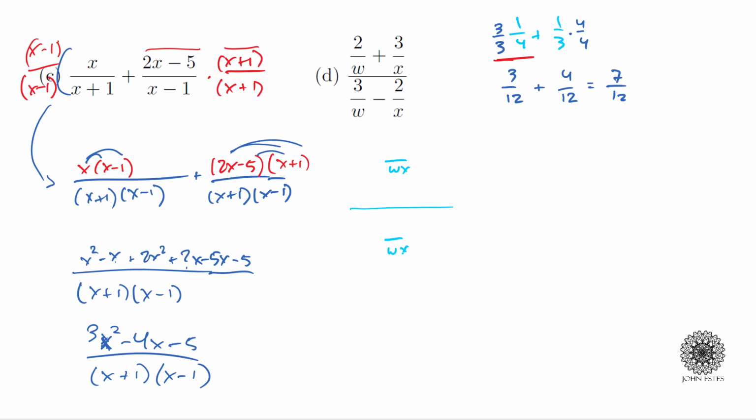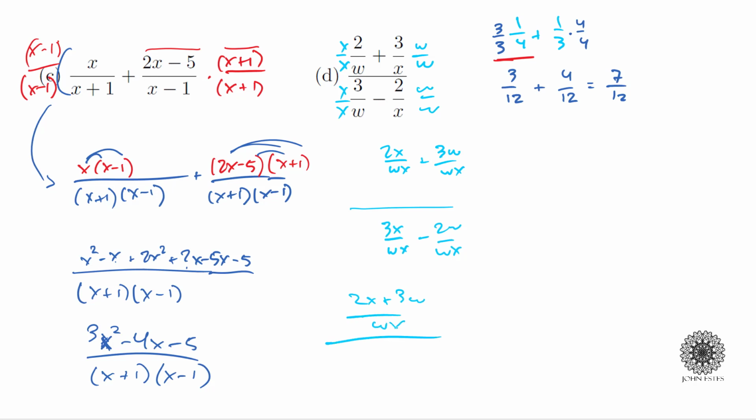So how do I get wx for all these things? For the 2 over w, I need to multiply an x over x. For the 3 over x, I need to multiply a w over w. So my new numerator has a 2x over wx plus 3w over wx. And the denominator, we do the same thing. I multiply x over x and w over w. So then I have a 3x over wx minus a 2w over wx. Now that I've done this, I'm allowed to bring together, I have 2x plus 3w over wx divided by a 3x minus 2w over wx.